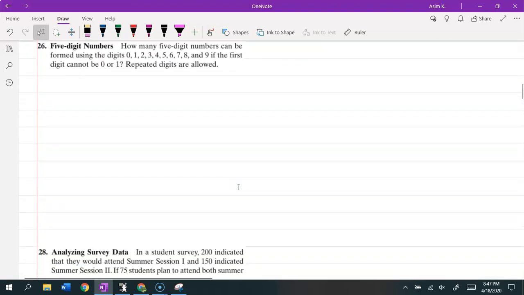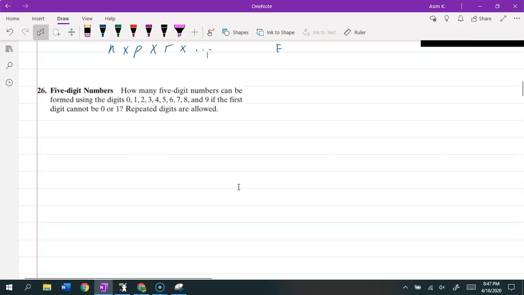Number 26, it says how many 5-digit numbers can be formed using the digits 0 through 9 if the first digit cannot be 0 or 1. Now, first off, there are 5 digits in this number. And the safest way to do this question is to say, okay, let's make 5 spots. All right, so I alluded to this idea back when I started sequences, and here is that idea again, right? So here are 5 spots.